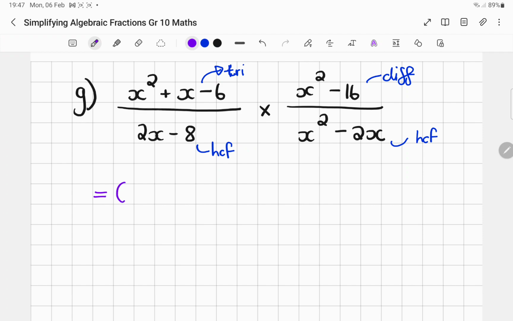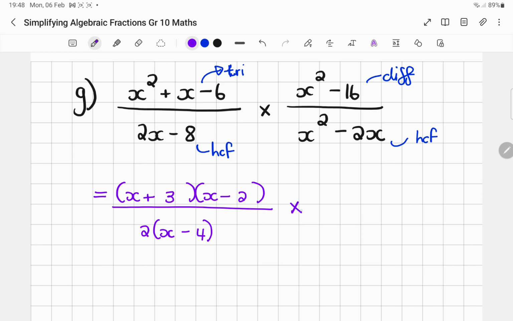So for the first one, we've got a trinomial. It's a normal grade 9 trinomial. The signs are different. The first one's a plus 3 times 2, because plus 3 minus 2 does give you a positive 1, and plus 3 times negative 2 does give you negative 6. All right. Take out a 2. What is left? x minus 4. Remember, if I distribute it back, it should give me 2x minus 8 again.